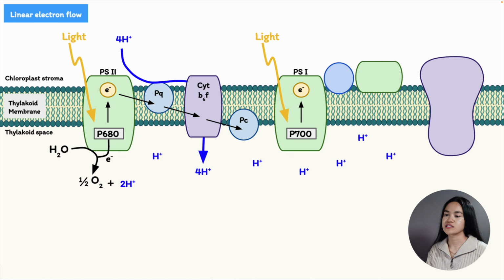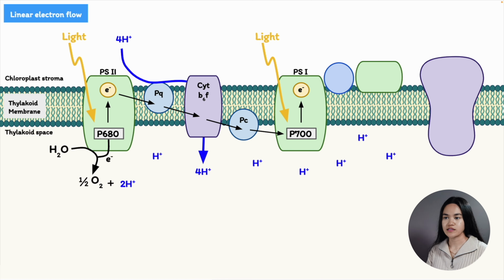P700 is going to accept an electron that reaches the bottom of the electron transport chain from PS2. Recall when we talked about the key difference between PS2 and PS1? When PS2 loses an electron, it's replaced by the splitting of water, okay? Whereas PS1 gets them from the flow of electrons from PS2. Alright, then what happens? Where do we go from here?